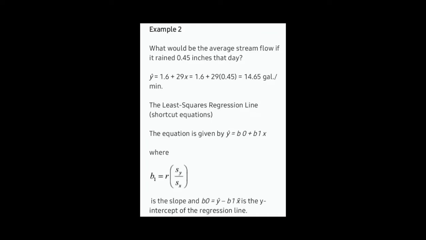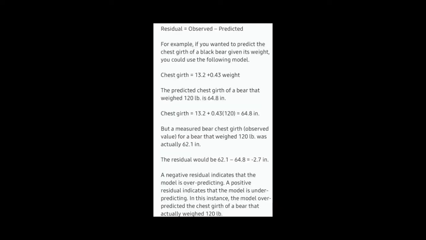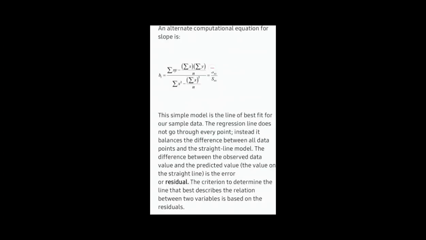The equation is given by y is equal to b0 plus b1x, where b sub 1 is equal to r multiplied by s sub y divided by s sub x. To compute the residual, you're going to use observed minus predicted. A negative residual indicates that the model is overpredicting. A positive residual indicates that the model is underpredicting. In this instance, the model overpredicted the chest girth of a bear that actually weighed 120. Here is an alternate computation equation for the slope.